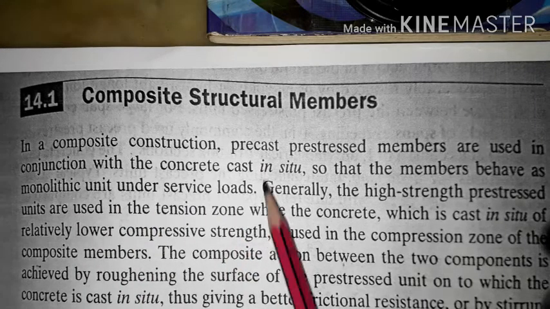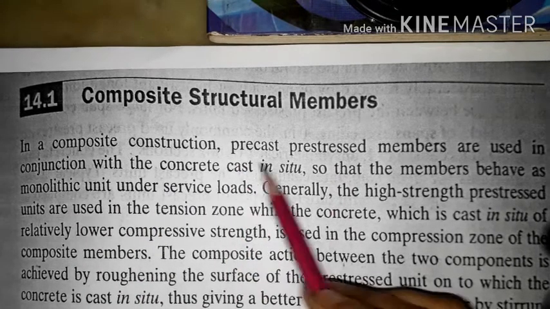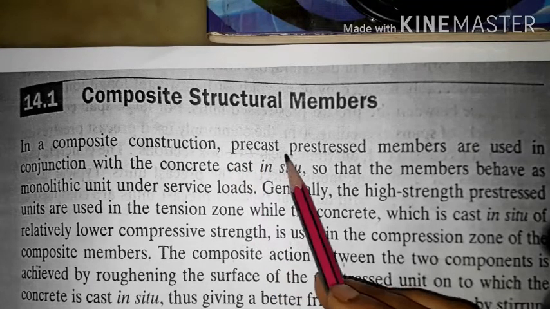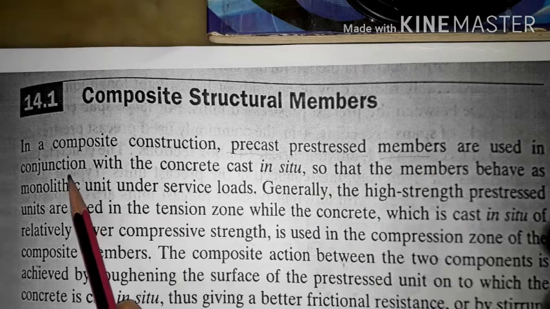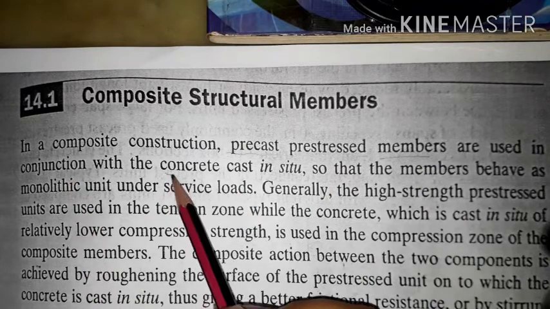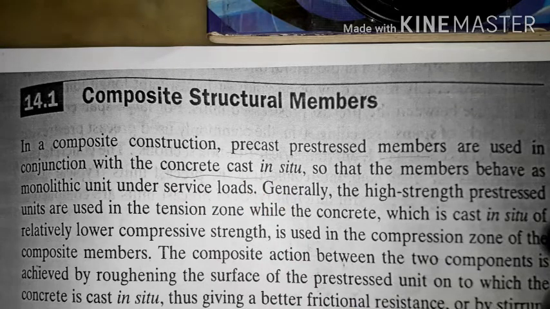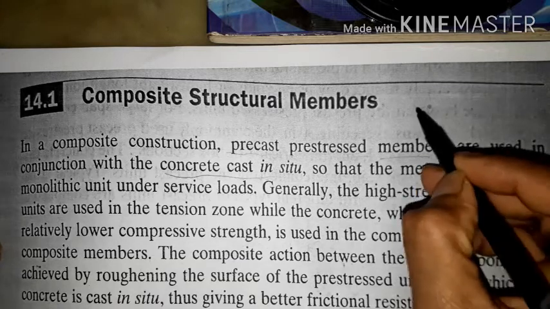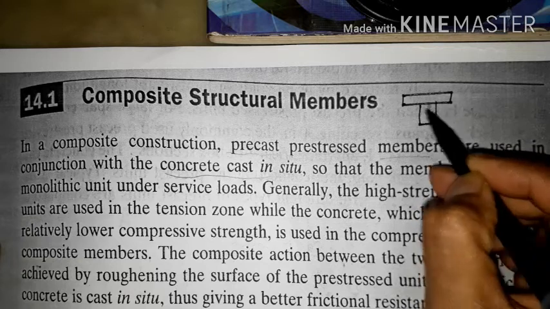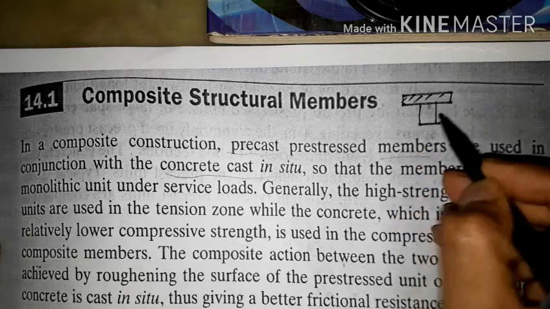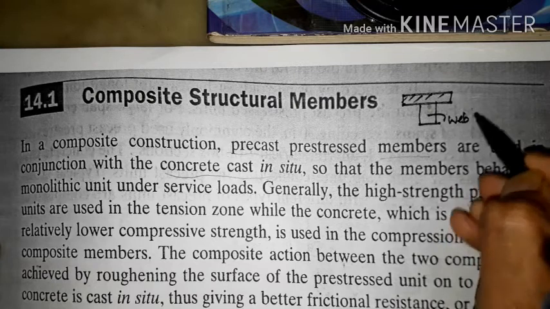So, what will happen here? The precast pre-stressed members, members like a girder or a beam, are used to connect with a concrete cast in situ slab. Generally the precast members will be like a flange and a web. So this is a flange and this is a web part. This web part will be precast.